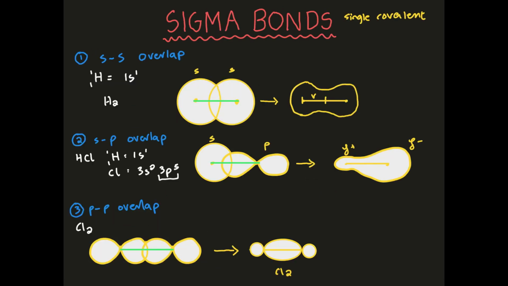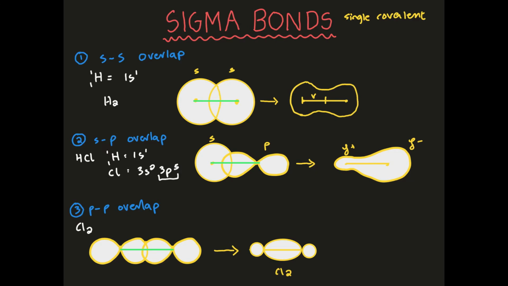The next thing that we're going to be discussing is going to be sigma bonds. So one sigma bond refers to a single covalent bond. And this can be further divided into three types. So we have the SS orbital overlap, the SP orbital overlap, and the PP orbital overlap.